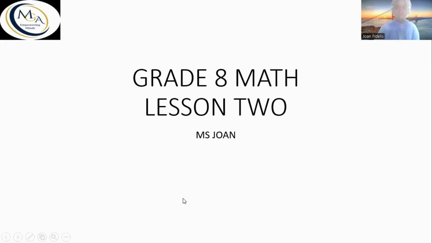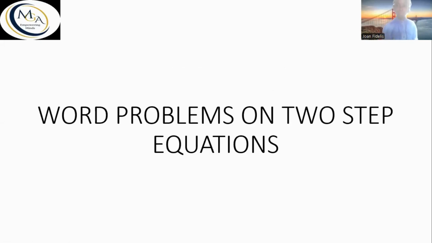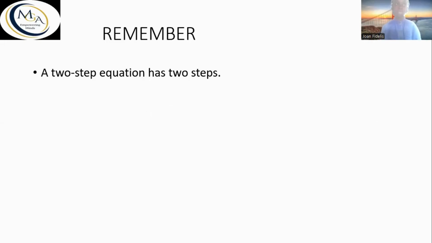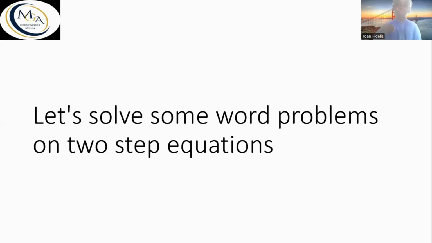Okay, so today we're going to be doing word problems on two-step equations. As you can remember, the last lesson we did was two-step equations, and I want you to remember that two-step equations have just two steps. The first step is either the reverse of an addition or subtraction, and then the next step is the reverse of a division or multiplication. So that's what a two-step equation is. So today let's solve some examples on word problems on two-step equations, okay?